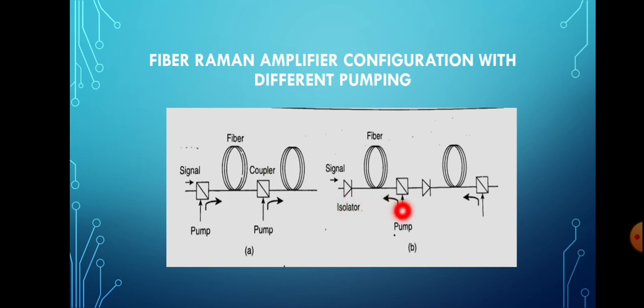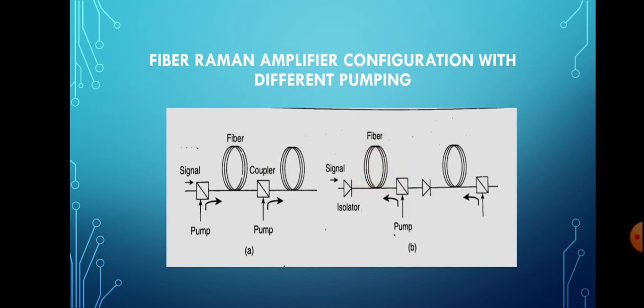Similarly, when the pump signal is applied in the counter direction to that of the signal, these two are coupled using this coupler. Here the difference is that the pump signal is applied in the opposite direction to that of the signal. Once they join each other, they will be passed through the fiber, and stimulated Raman scattering occurs in the fiber, and the signal will be amplified due to this stimulated Raman scattering. As a result, a Stokes shift will occur. As a result, the signal will be amplified.